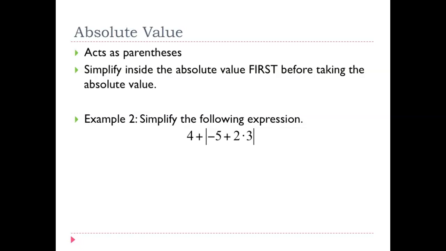So with the negative 5 plus 2 times 3, we'll apply the order of operations inside of the absolute value. So 2 times 3 is first, and then negative 5 plus 6 is going to be 1. And the absolute value of 1 is 1. So this is just 4 plus 1, which is equal to 5. So our answer here is going to be 5.